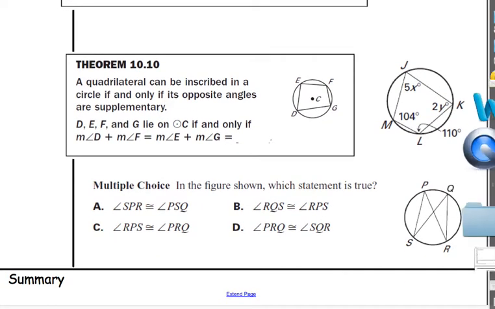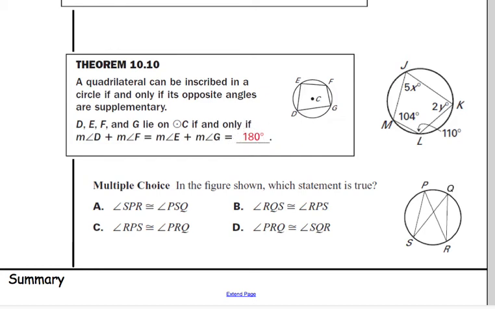And then the last rule here on this page is that a quadrilateral can be inscribed in a circle if and only if its opposite angles are supplementary. So in this picture, we've got a quadrilateral in a circle, and it says D, E, F, and G lie on circle C if and only if the measure of angle D plus the measure of angle F equals the measure of angle E plus the measure of angle G equals 180. So if the opposite angles add to 180, then the polygon is inscribed in the circle. Also, if you know that it's inscribed in the circle, then you know the opposite angles add to 180.